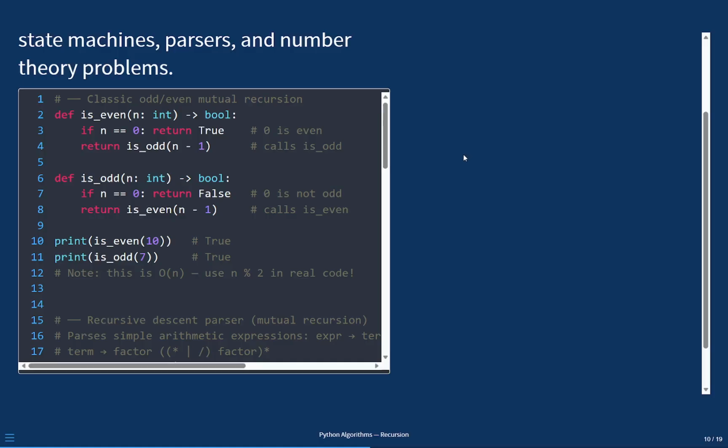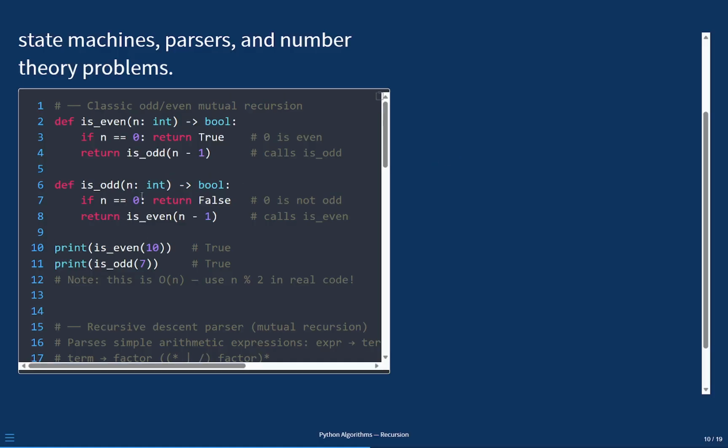Click. The classic toy example is is_even. is_even(n) returns true if n is 0, otherwise calls is_odd(n-1). is_odd(n) returns false if n is 0, otherwise calls is_even(n-1). The 2 functions alternate. Each call reduces n by 1, so they terminate. This is O(n) and only educational. Real code uses n % 2.